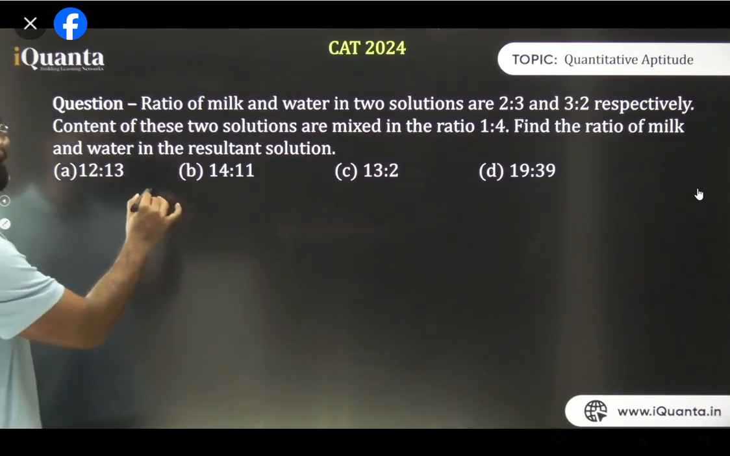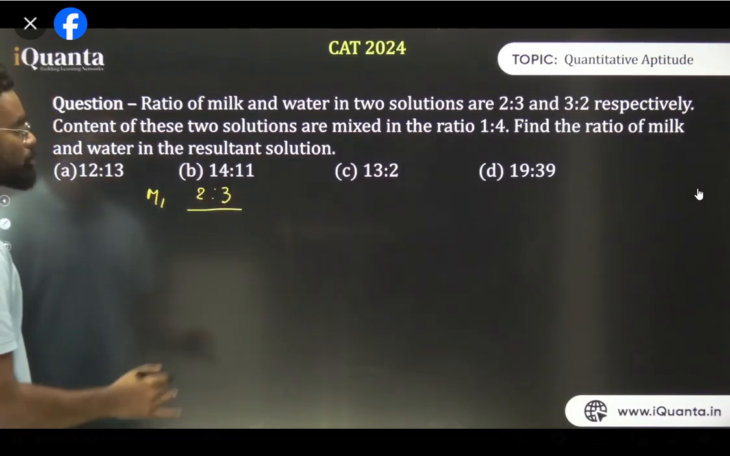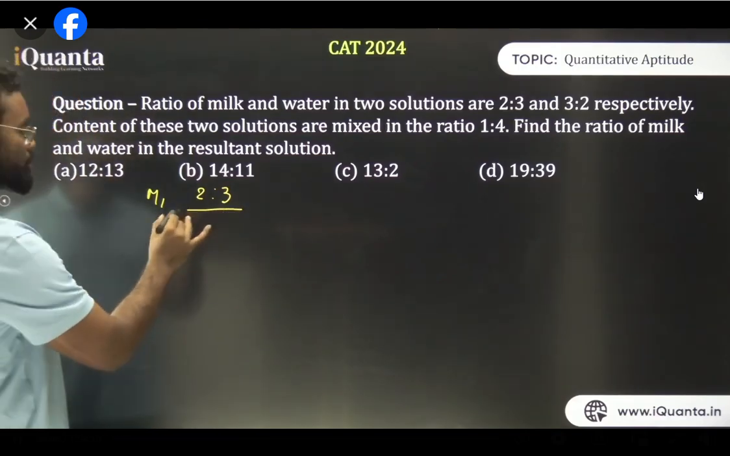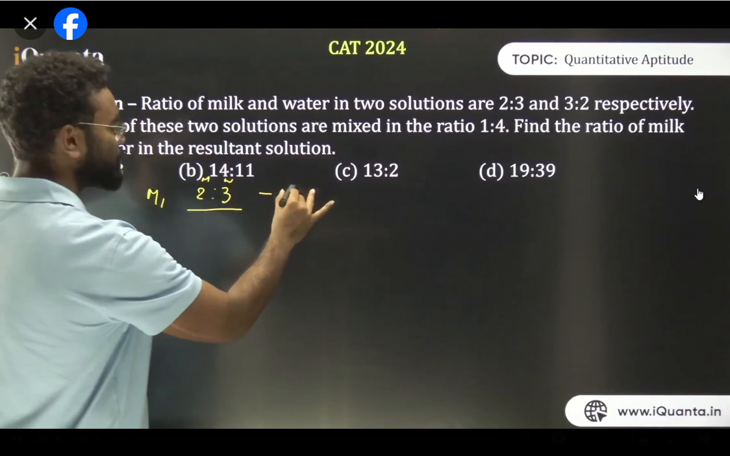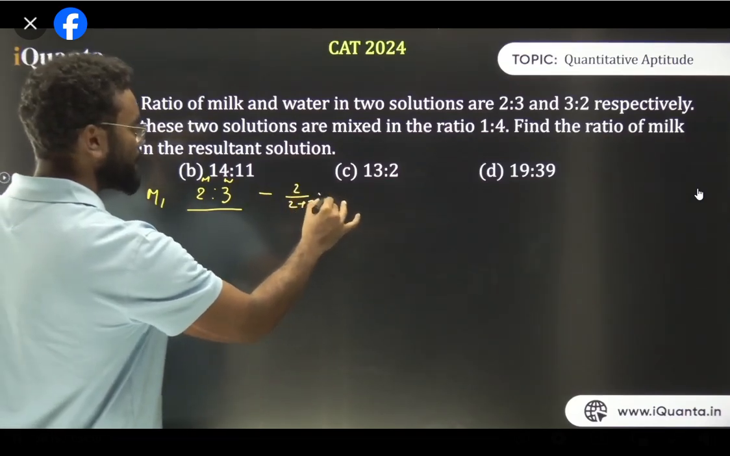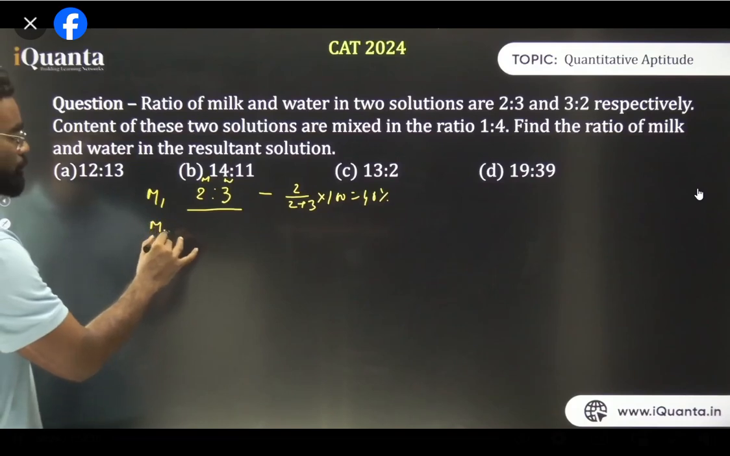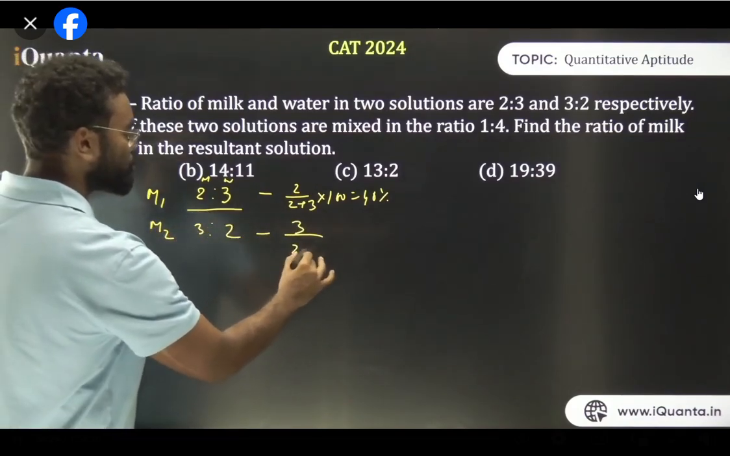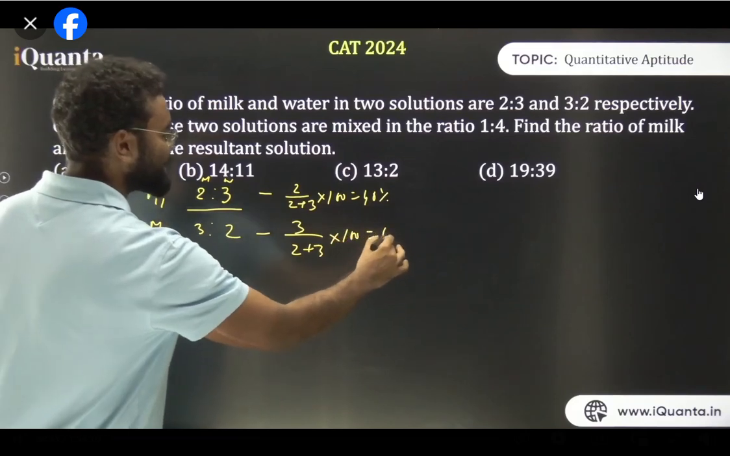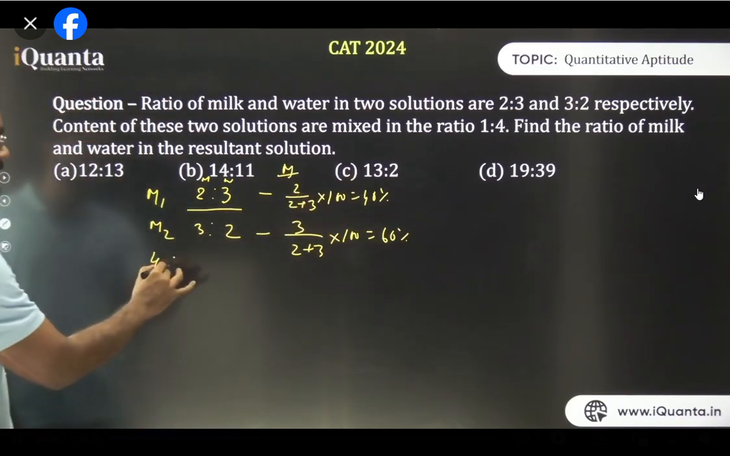In the first solution, milk 1, what is the ratio? That is 2:3, milk to water. So what is the percentage of milk? That is 2 upon 2 plus 3 into 100, which is basically 40%. Clear? In the second case, milk 2, milk is to water in the ratio 3:2. So the percentage is 3 upon 2 plus 3 into 100, which is basically 60%. I'm just talking about the milk, the percentage of milk. So 40 and 60 are given.